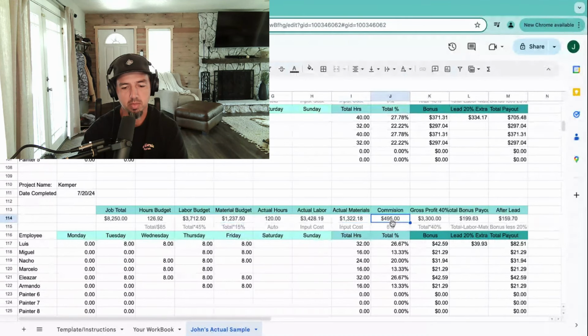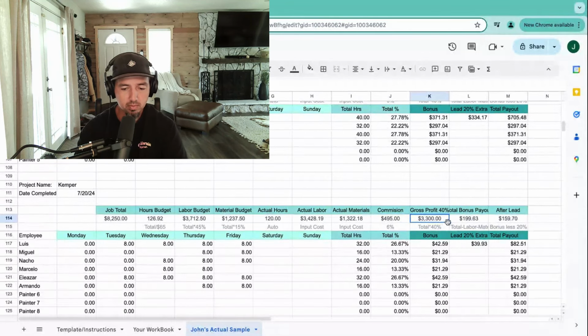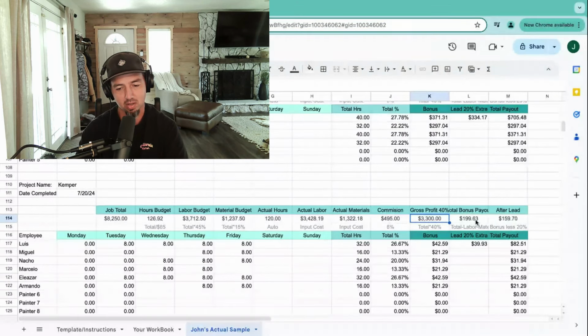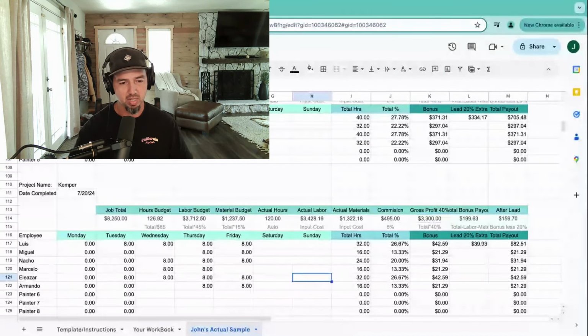Salesperson gets 6% commission right off the top, $500. So we make our $3,300 profit on this project for a week. We pay out $199.63 for bonus to all the guys. This one was pretty clean, pretty simple.